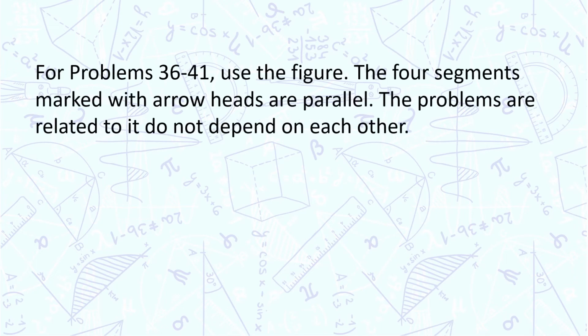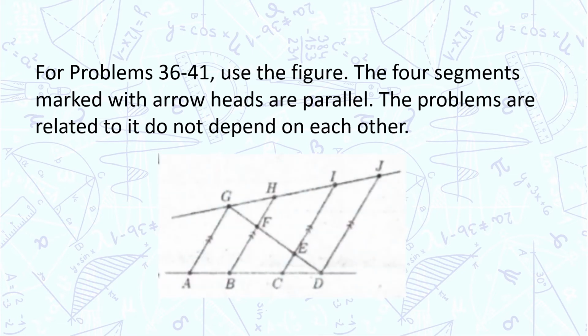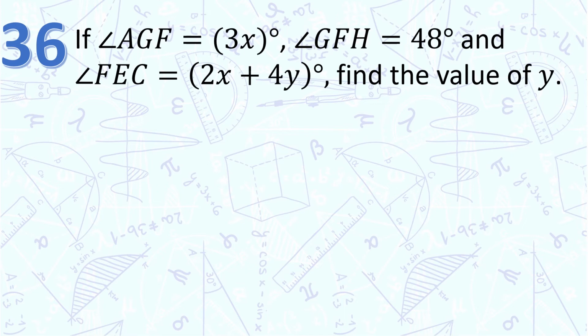For problems numbers 36 to 41, use the figure. The four segments marked with arrowheads are parallel. The problems are related to it but do not depend on each other. Number 36. If angle AGF is equal to 3x degrees, angle GFH is equal to 48 degrees, and angle FEC is equal to 2x plus 4y degrees, find the value of y.